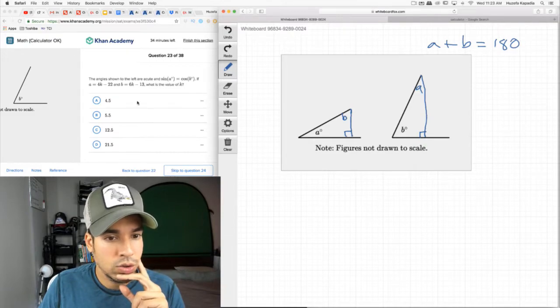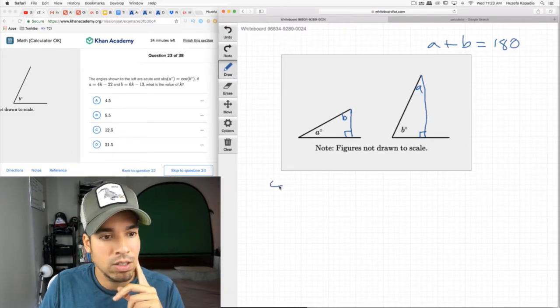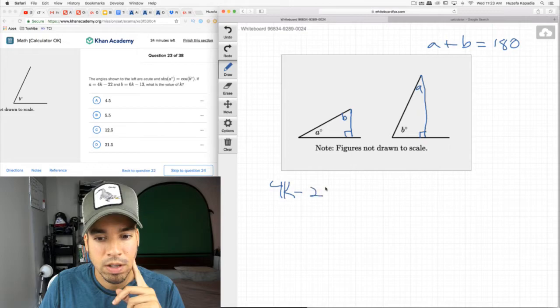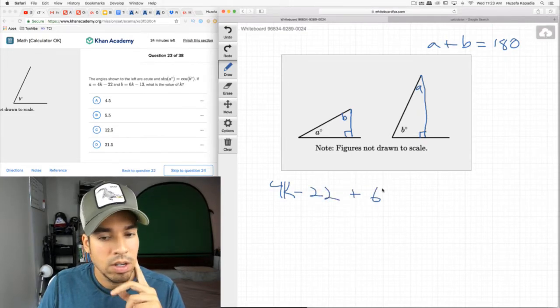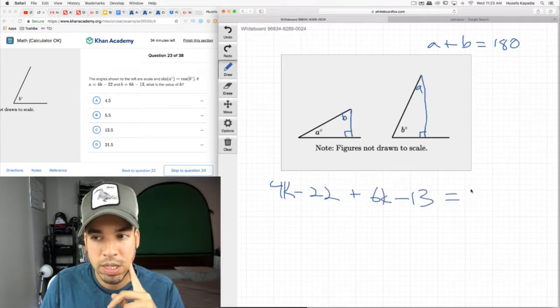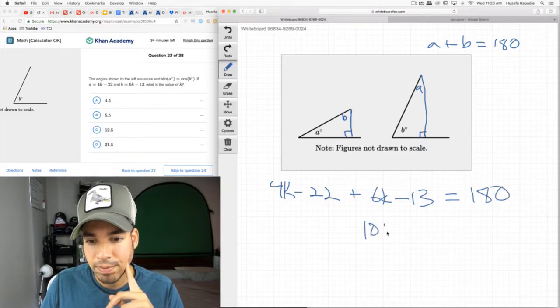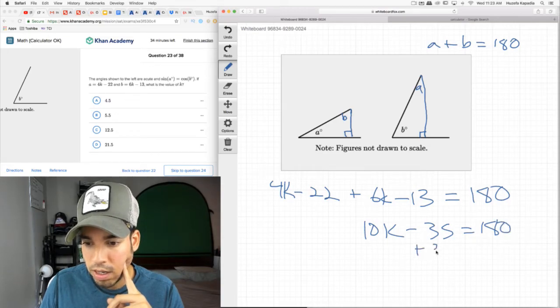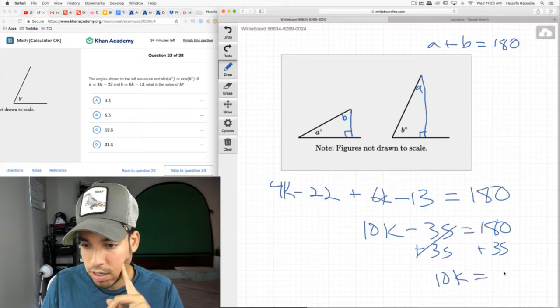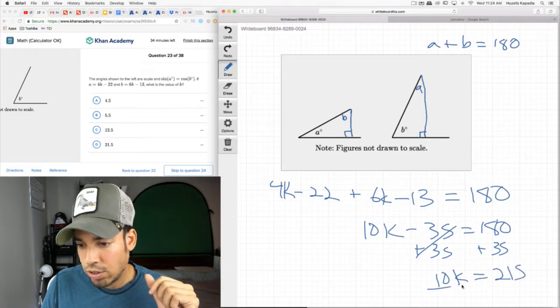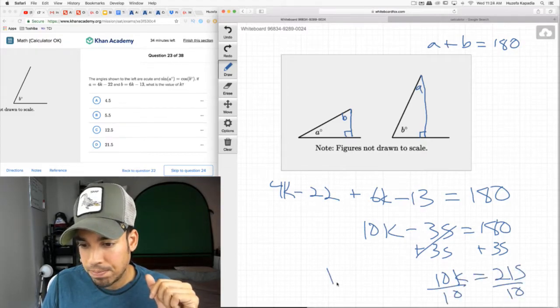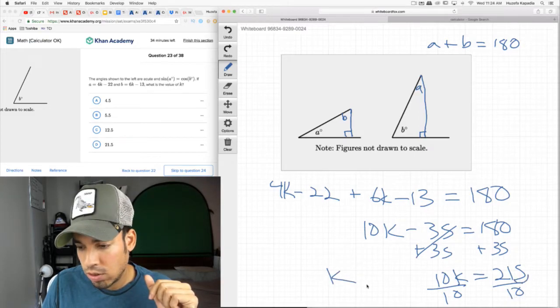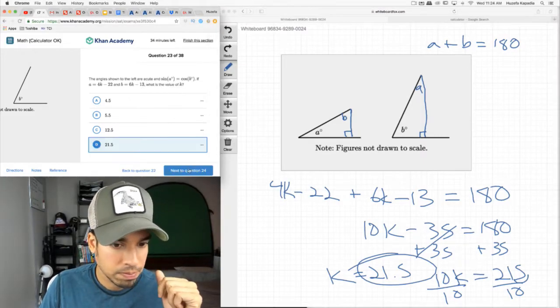And then we've got these two equations. What is the value of K? So that means 4K minus 22, which is A, plus 6K minus 13, which is B, equals 180. 10K minus 35 equals 180. Add 35. 10K equals 215. Divide by 10. K equals, we basically move the decimal spot 1 over. 21.5.